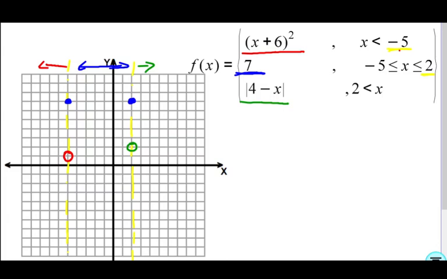Again, start with the easiest part. So we're going to start with that constant function, which is just a horizontal line. It just connects these 2 dots right there. Then the quadratic is probably our next easiest one. This is just the parent function for the quadratic that's been shifted to the left 6 units. So we go left 6 units. It means that our vertex is 1, 2, 3, 4, 5, 6 right there.